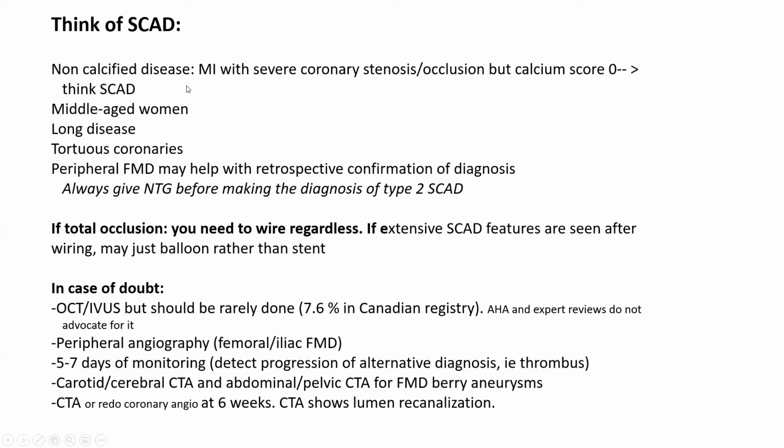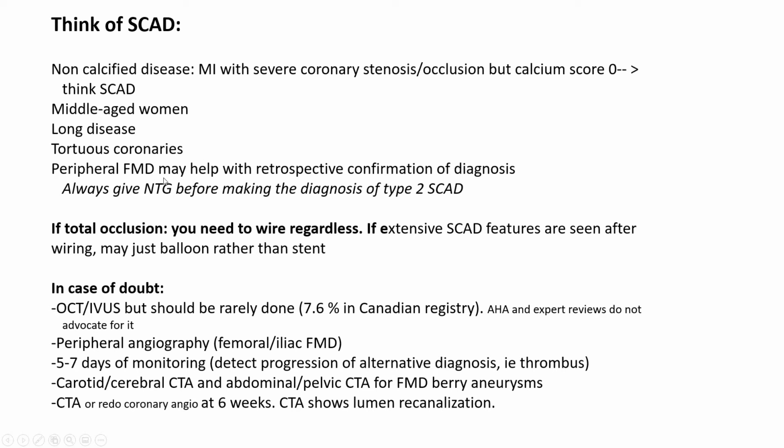It's non-calcified disease. MI with severe coronary stenosis or occlusion, but calcium score of 0, think SCAD. If you have somebody who had a calcium score of 0 recently and he comes with an MI, always think of SCAD. Alternatively, he doesn't have a calcium score, but you have the coronary angiogram. You don't see calcium anywhere, not just across the lesion, but anywhere in the coronaries angiographically. Think of SCAD. Middle-aged women up to their 60s, long disease, frequently over 30 millimeters, very tortuous coronary, a lot of overlap. That's a massive hint.